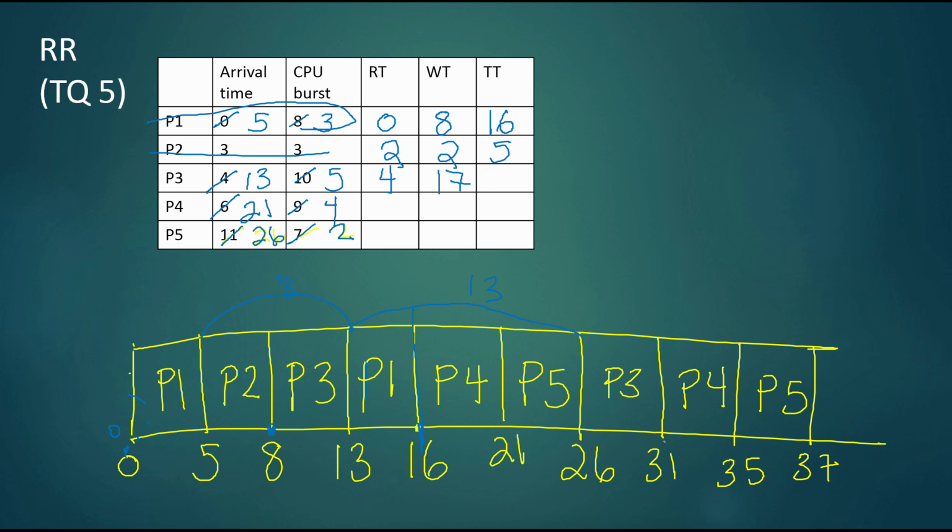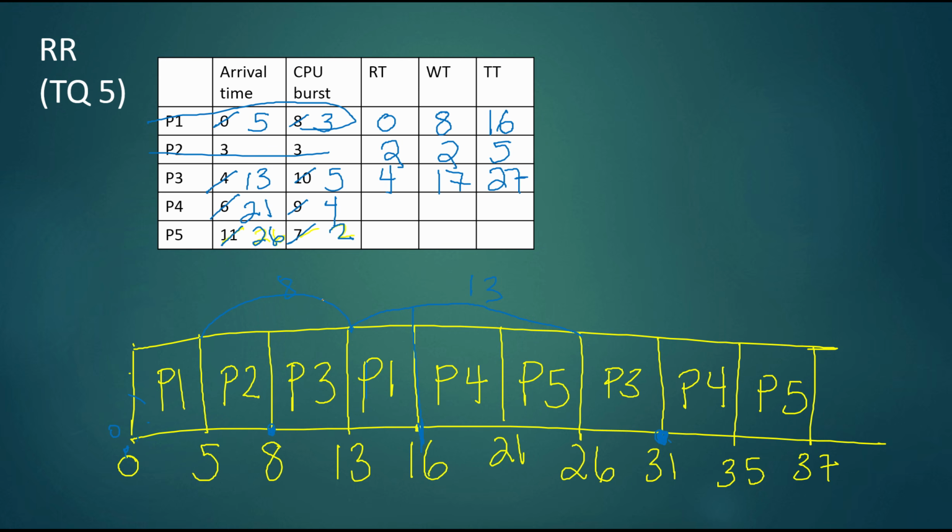The other way to get the wait time is just to say P3 finished all of its work. Its total time active in the system was 31 time units. It arrived at time 4, so its turnaround time would be 27. And then if you take that 27, out of those 27 time units it was active in the system, 10 of those time units it was on the CPU, then 17 it was waiting.